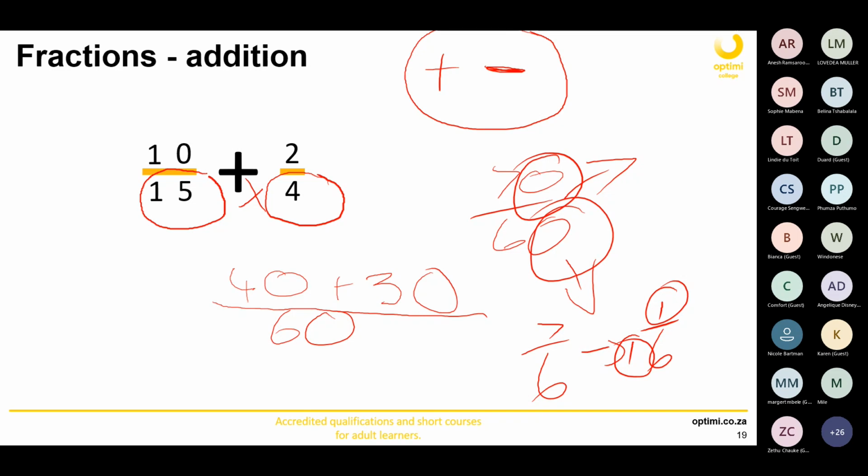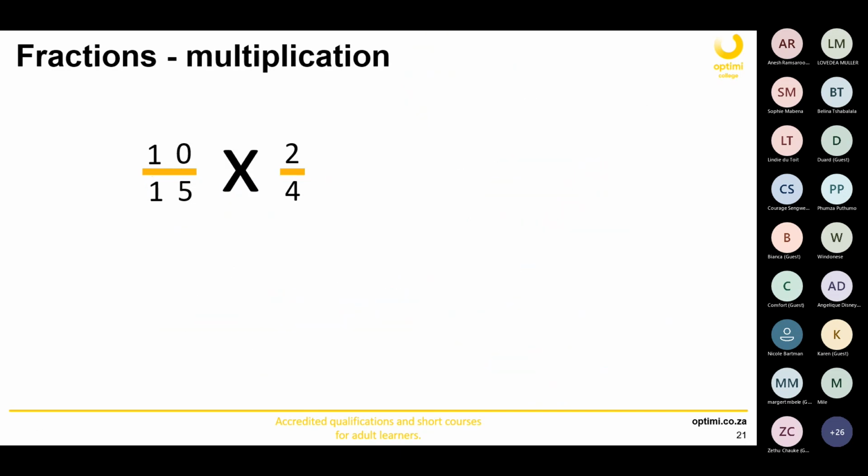Subtraction works exactly the same way, except you now change the plus to a minus. Multiplication. Multiplication is probably the easiest one of them all. You simply multiply. No tricks to it, you simply multiply.